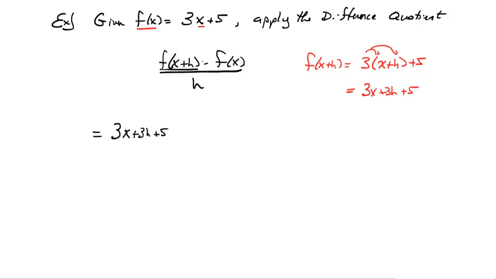And now I have to subtract. And everywhere I see subtract, I'm thinking I'm going to add an extra set of brackets or parentheses to make sure that I don't make a mistake and forget to distribute my negative. So now I'm going to subtract my original function. My original function is a value of 3x plus 5. And this will all be divided by a value of h.